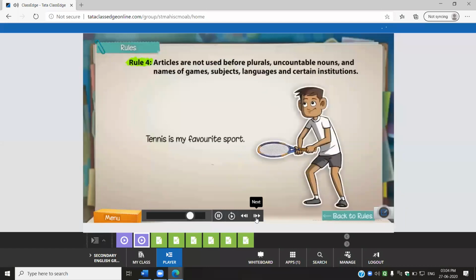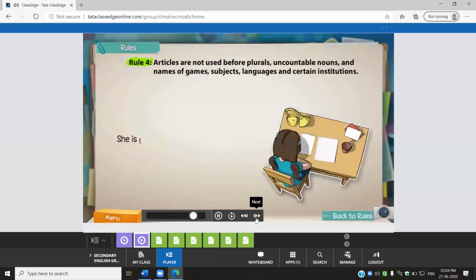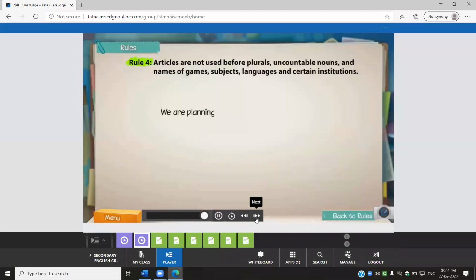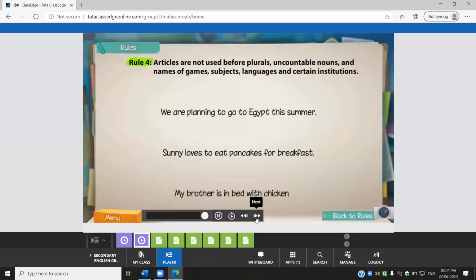Articles are not used with the names of games like tennis. Articles are also not required with names of academic subjects like mathematics or history, for instance. Similarly, names of certain institutions like school do not require articles. Articles are also not used with names of places, meals, and diseases.